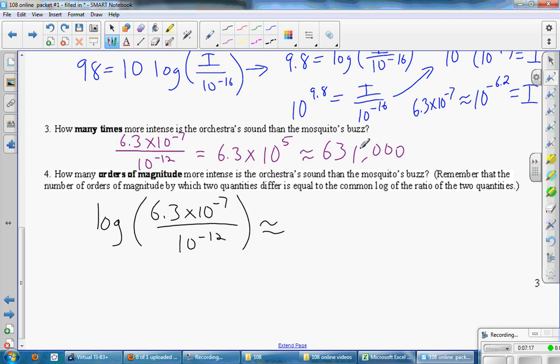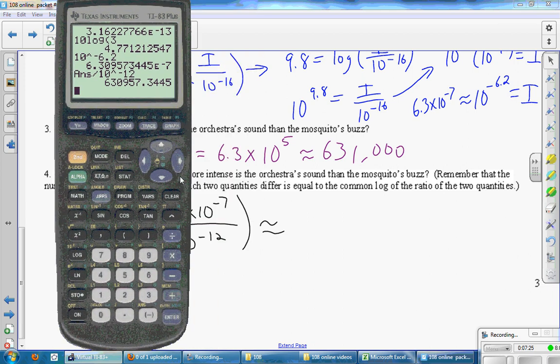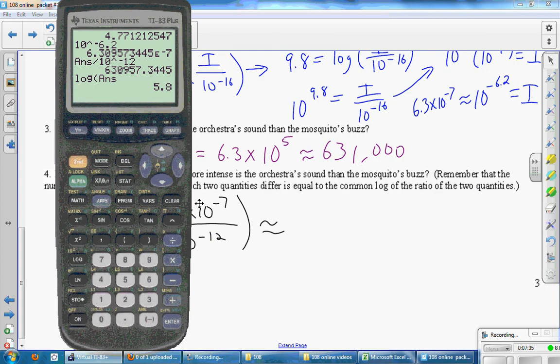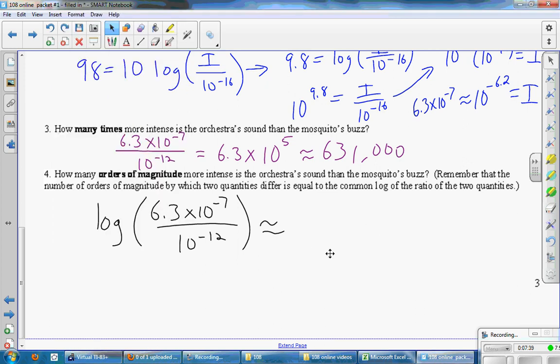Okay, so we're typing this into the calculator to get the number of orders of magnitude that these two things differ by. So log of that crazy number right there. And we should get something around 5.8. So a little more than 5, that seems reasonable.